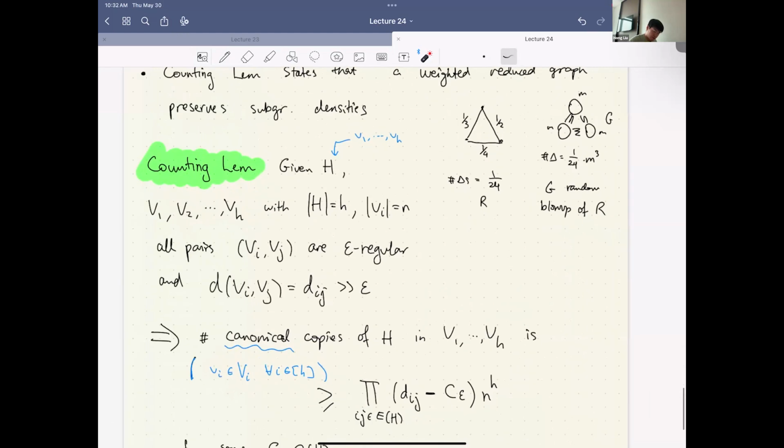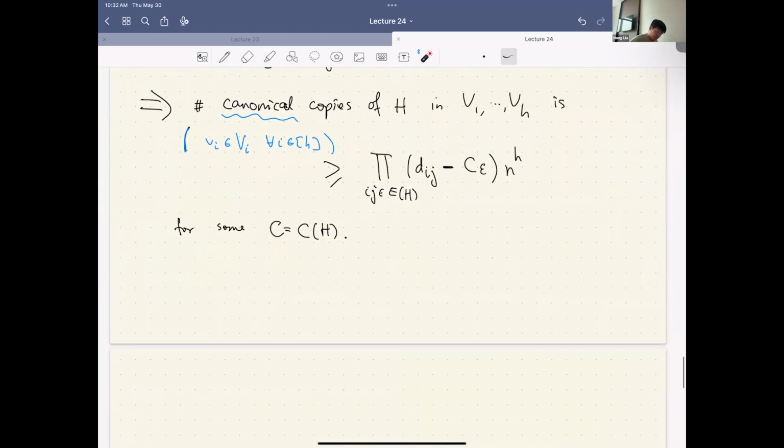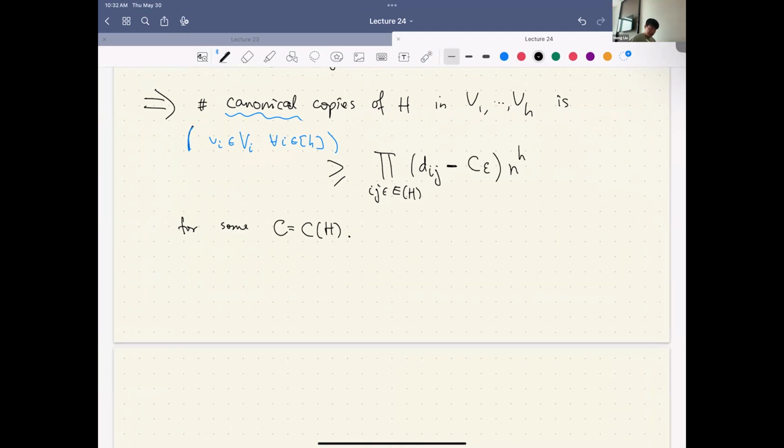Exercise: Prove the counting lemma for the triangle case.